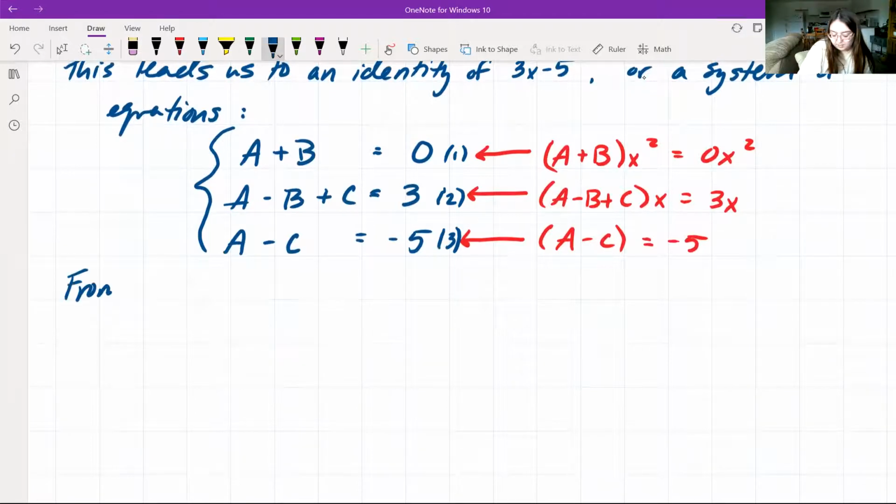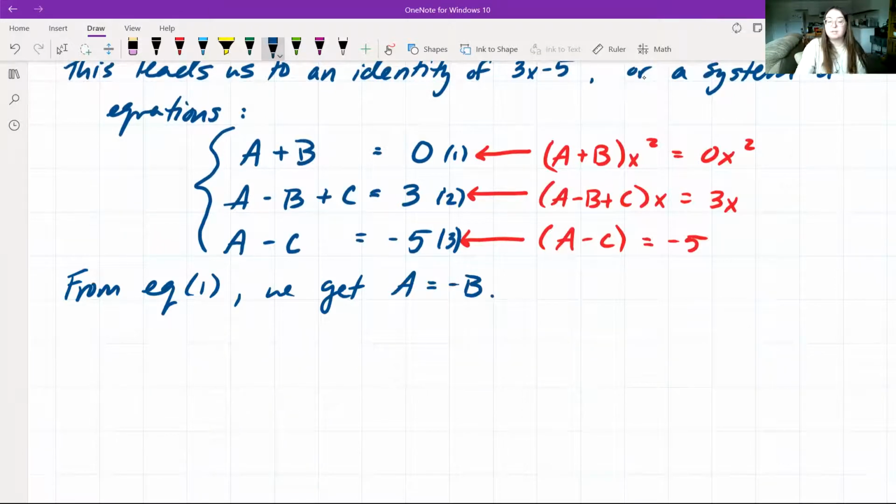So from equation 1, a plus b is equal to 0, so we get a is going to end up equaling negative b. So we're going to use this in our other equations.